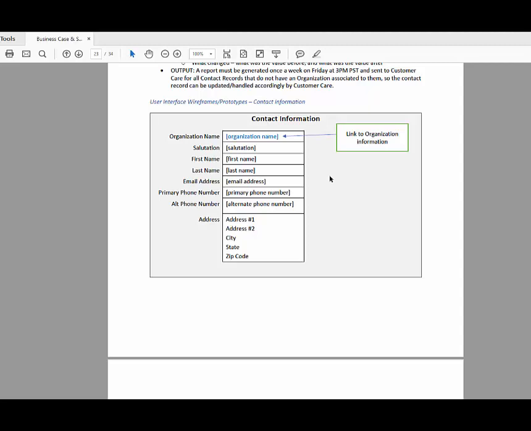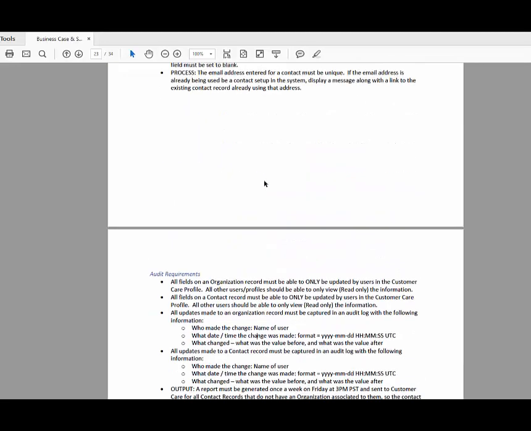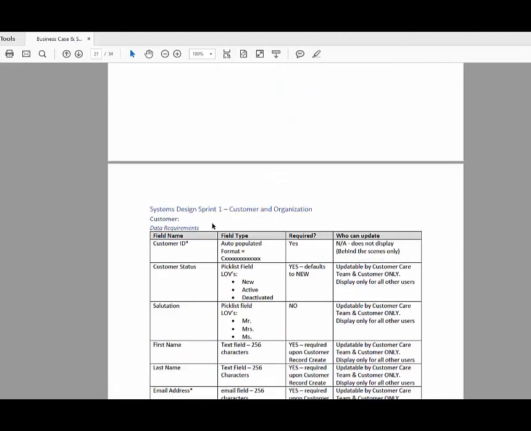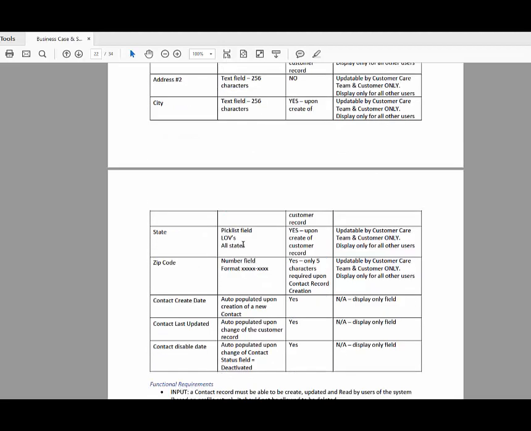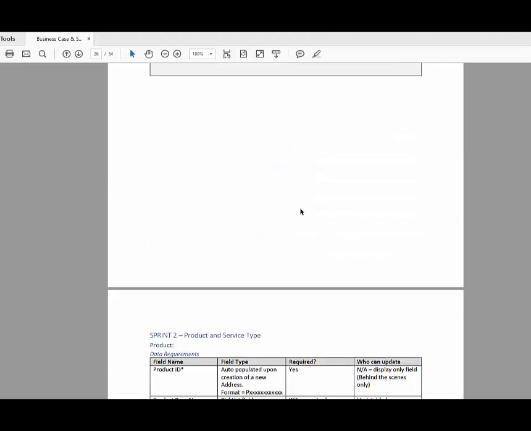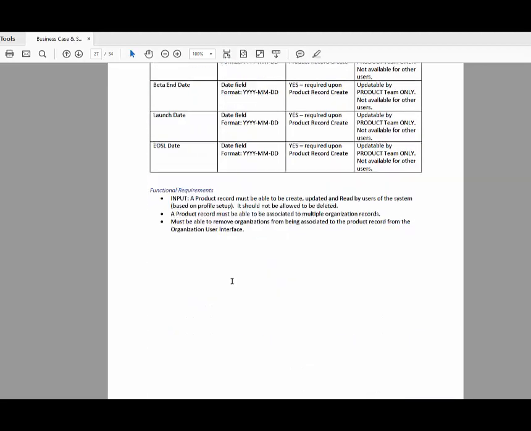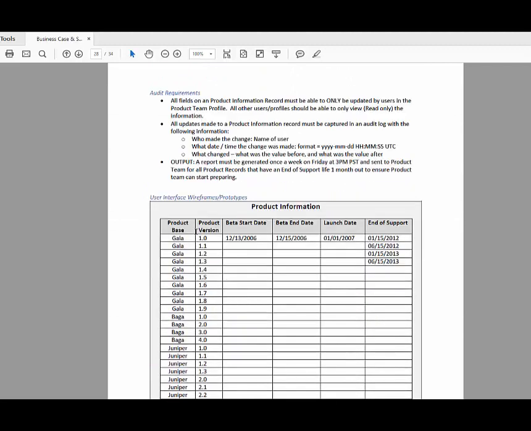So in this instance, I would expect out of this sprint to see a contact information user interface page that has these fields and works according to our auditing and functional and data requirements that have been specified above. And in this business case, this is the format that has been followed for every single one of our sprint items. So we have one for customer, we have one for organization. And then once we get to sprint 2, we did product and service, we did the exact same thing. We identified the data requirements, the functional requirements, the auditing requirements, and again, that wireframe.